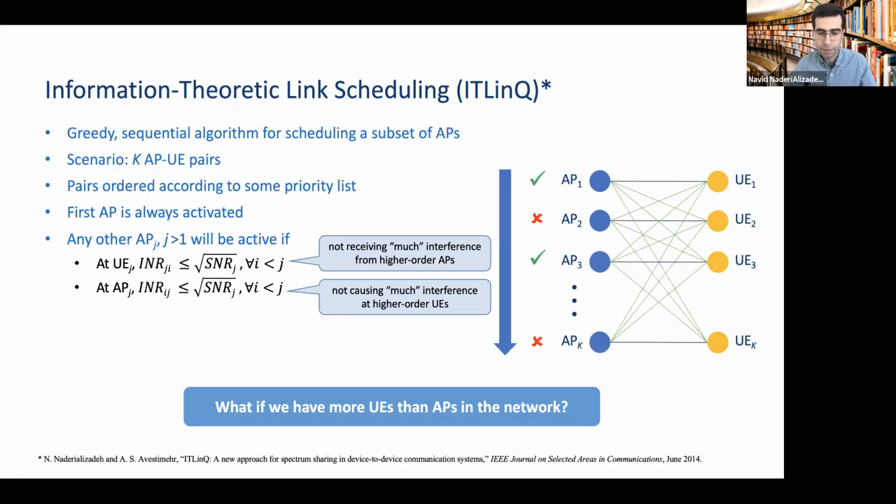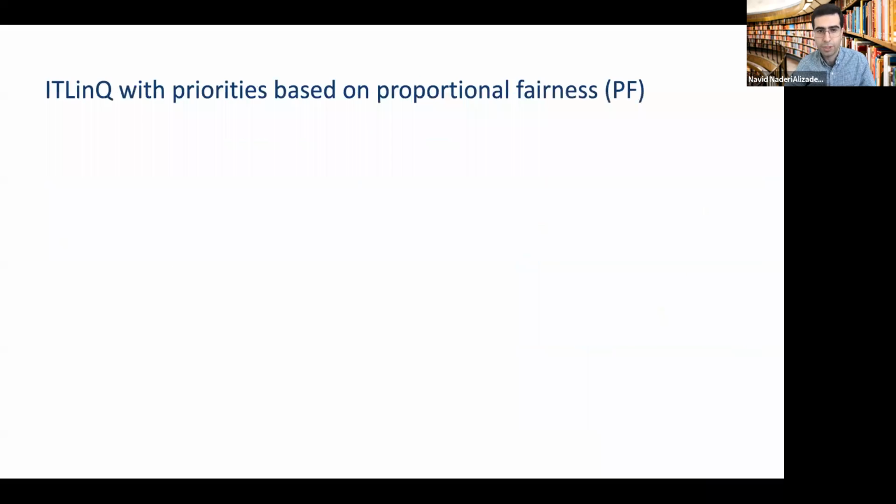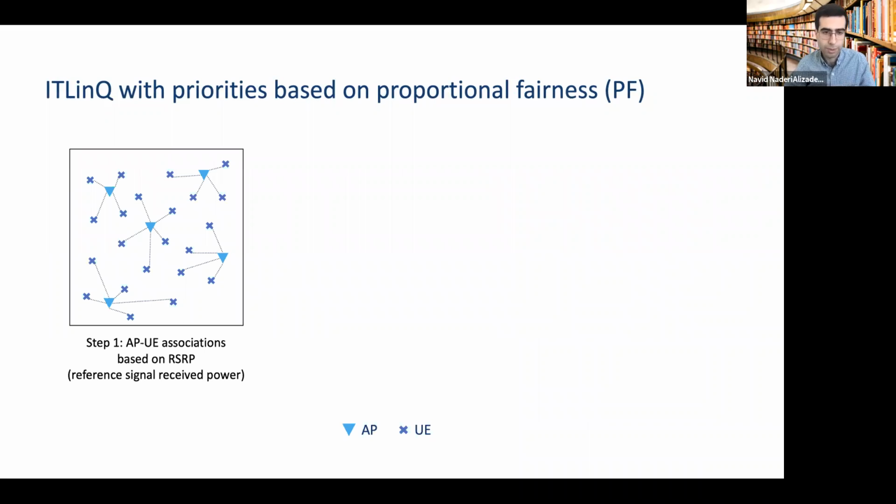So the question is, in general, in a wireless network, we don't have a similar number of UEs to APs. We have lots more users than access points, of course. In order to handle that, we use the notion of proportional fairness, or PF, based user scheduling. First we do the associations as regular, based on maximum SINR or maximum RSRP. Roughly speaking, it means that each user gets associated with its closest access point, and we assume that these associations are fixed during the communication period.